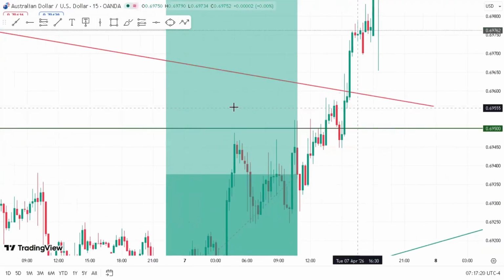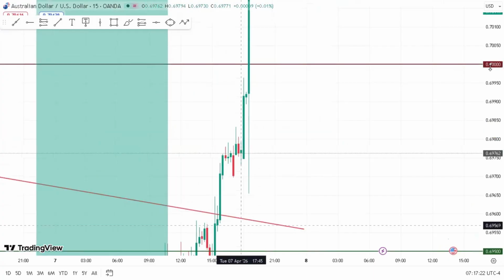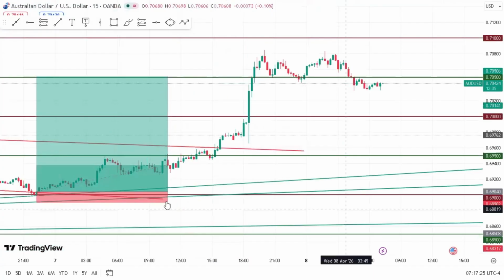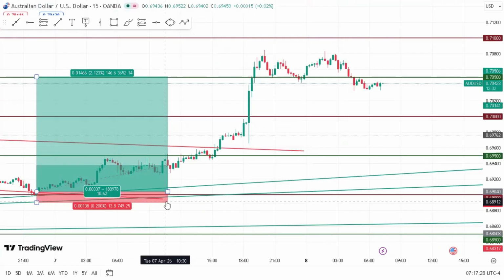The next trend line, the next trend line is this. And then after that, we can now hold the market as long as we can hold it. That is AUDUSD. Strategy works.